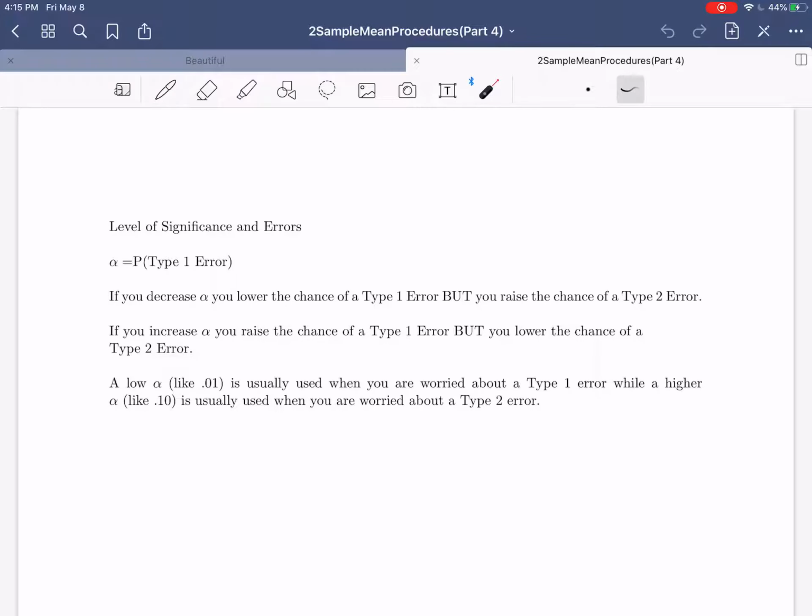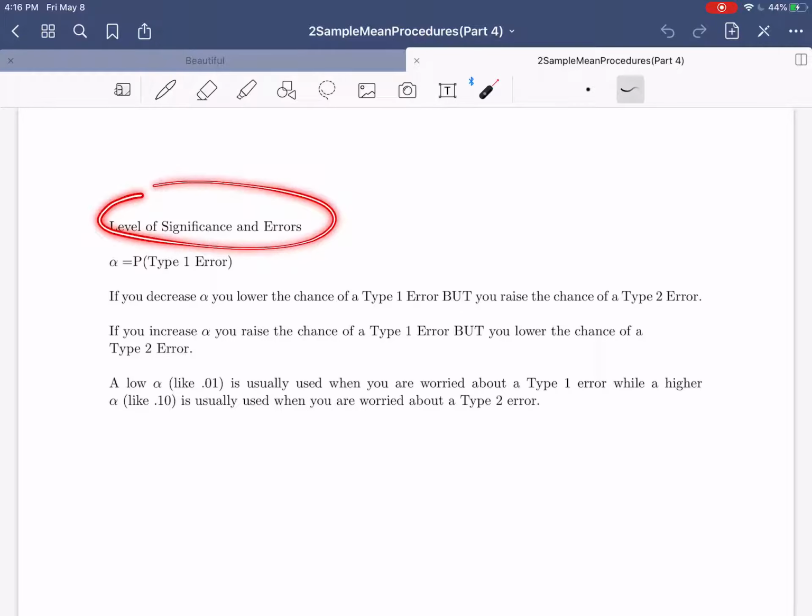In today's video, we're going to take a little look at the concept of level of significance, which we've been using for a while now, ever since we started studying hypothesis testing. We're going to talk a little bit about how level of significance relates to the type 1 and type 2 errors, and then we're going to look at a couple more examples of running the new two-sample mean procedures that we've been discussing in the previous couple of videos. So we'll have a brief discussion about level of significance, and then we'll jump into a couple examples just running the tests and talking a little bit more about error analysis.